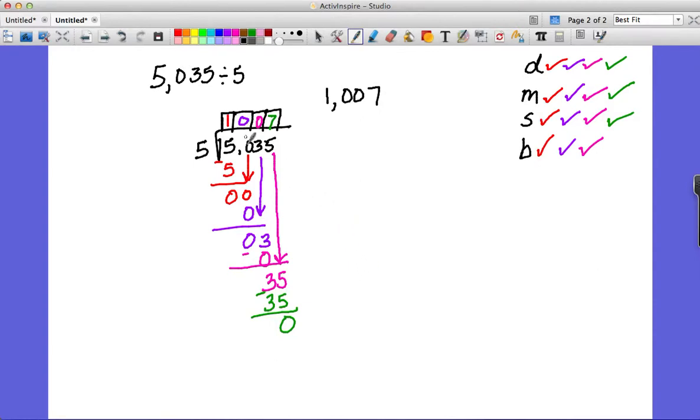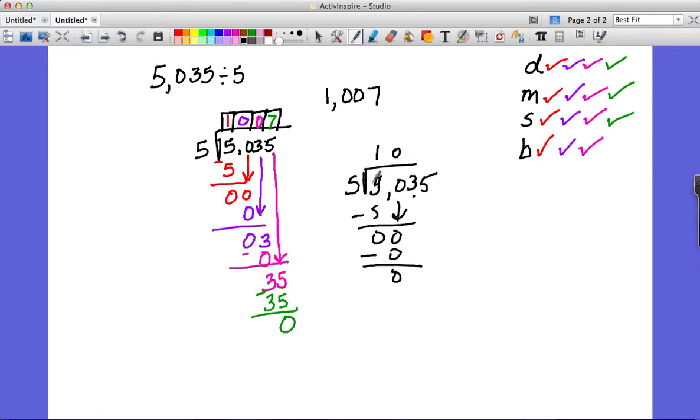So we have to be careful not to skip the zeros that are in the middle and not to skip the zeros that are on the sides. One of the other mistakes that students like to make is when they get to the point where they have, so let's draw this up again. And they say, oops. So this goes in once, minus 5 is 0. They bring this down and they say 0.